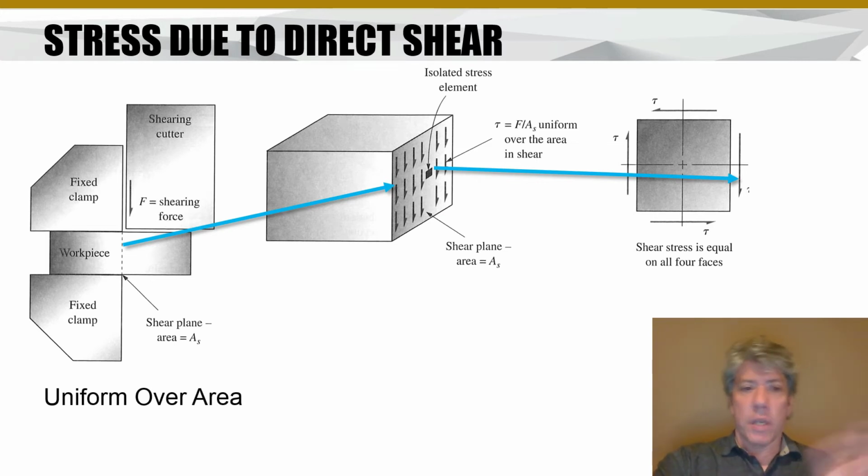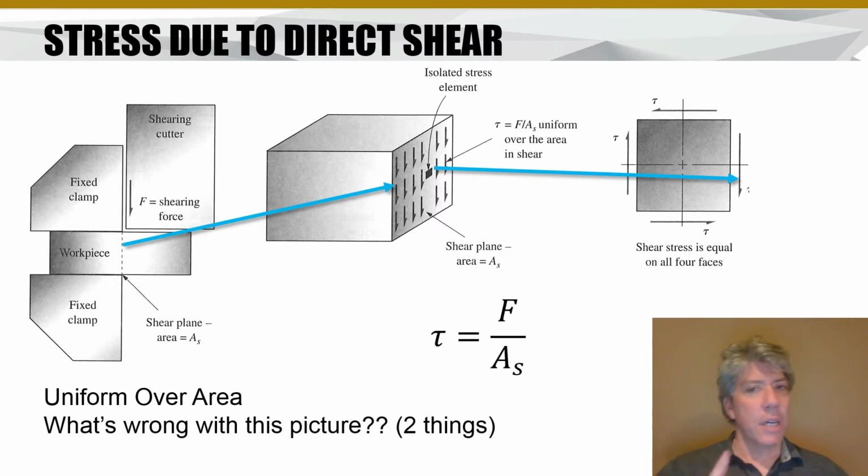So one of the things we've assumed is that this stress is uniform over the area, but there's actually a couple things wrong with this. Now, we thought we could calculate the shear as force per area, being the shear area, and that's okay for first approximations, and it's alright for relatively thin materials, but there's actually two things wrong here. I'd like you to pause the video and think about it for just a minute and try to see if you can figure out what things would be wrong.